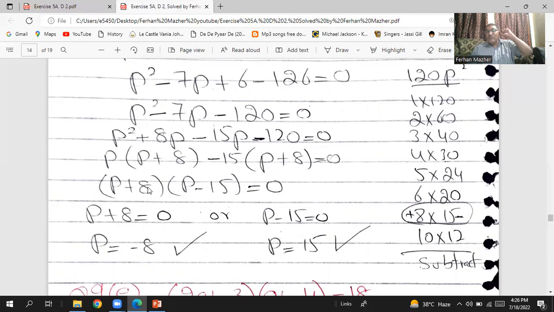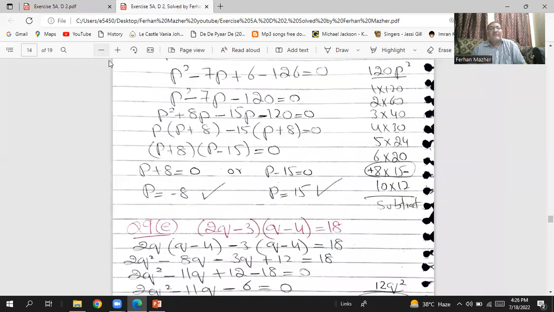So here now two brackets, they are multiplying with each other and their product is 0. So it means either the first bracket is 0 or the second bracket is 0. So we will have p plus 8 equals to 0. In the same way, we will have p minus 15 equals to 0. So p will be equals to minus 8 and p will be equals to 15. So these are the two solutions. One is minus 8, the other one is 15.